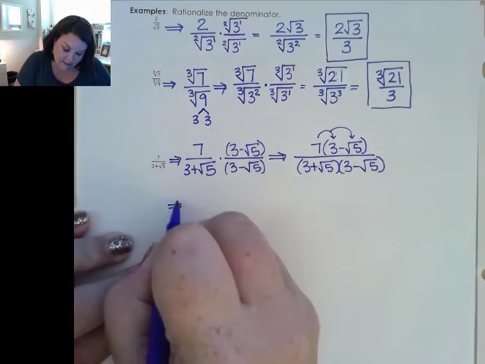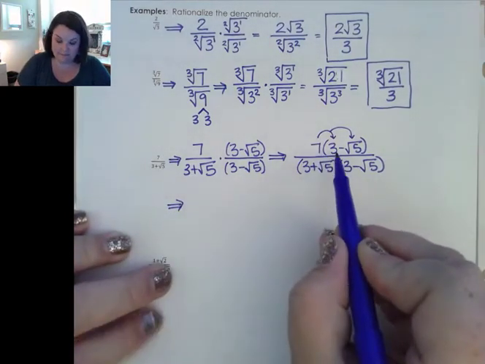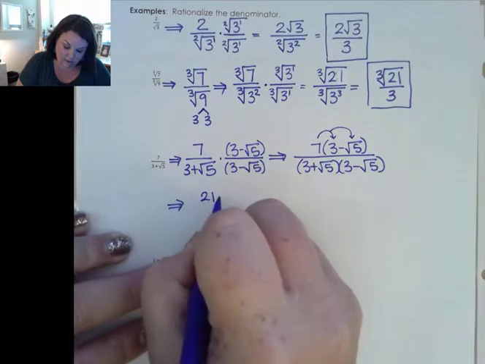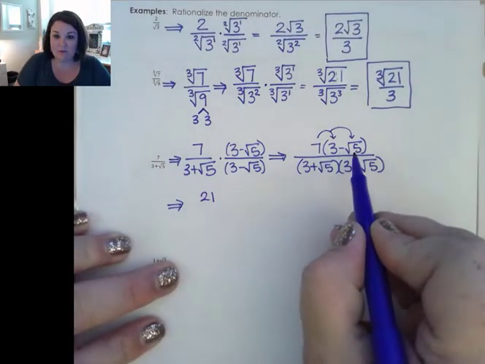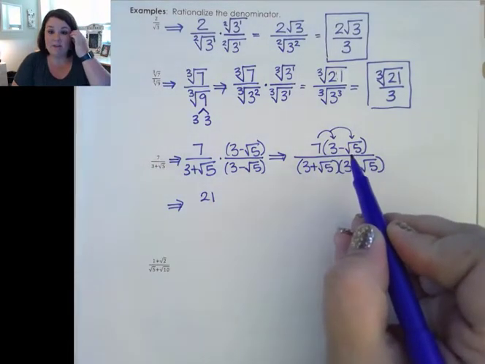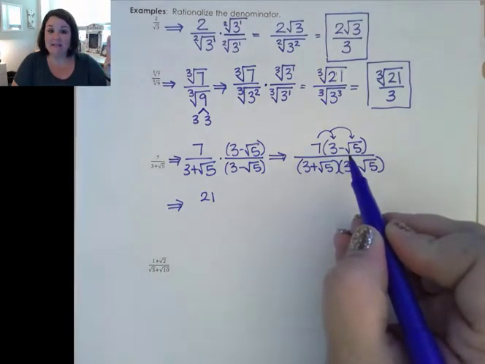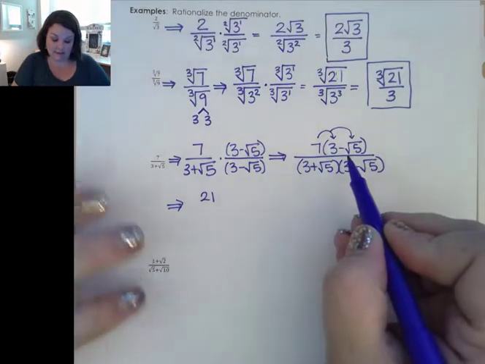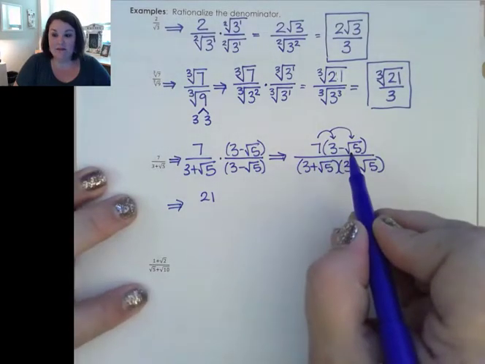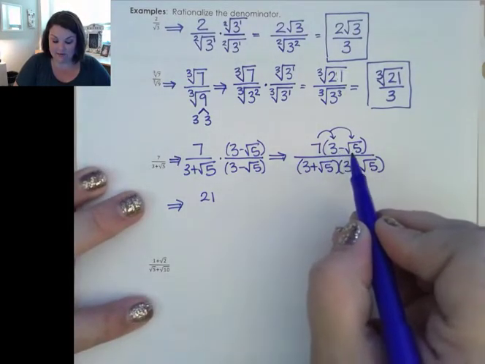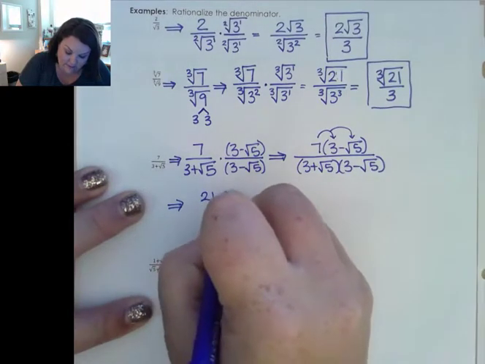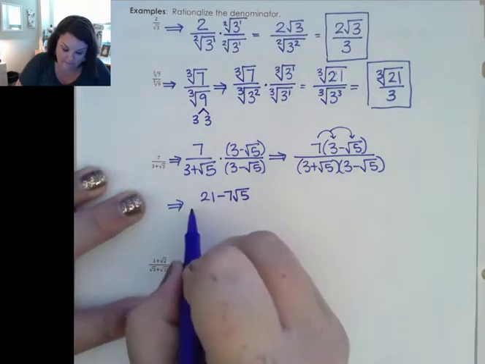So when I do that, on top, 7 times 3 gives me 21. 7 times negative square root of 5. Remember, we can't multiply numbers outside of radicals with numbers inside of radicals. Only outside and outside together, only inside and inside together. So 7 times the negative square root of 5 is negative 7 square root of 5.